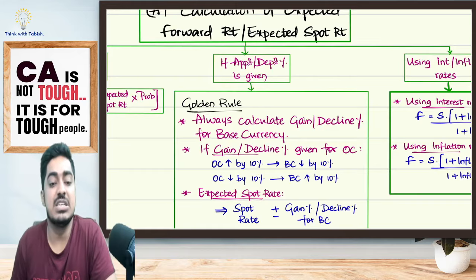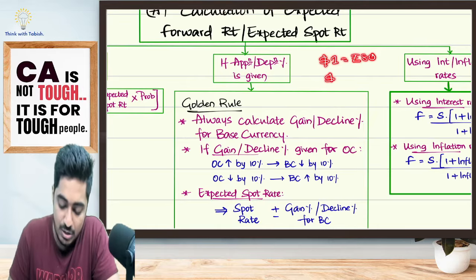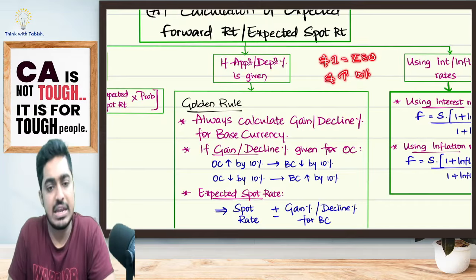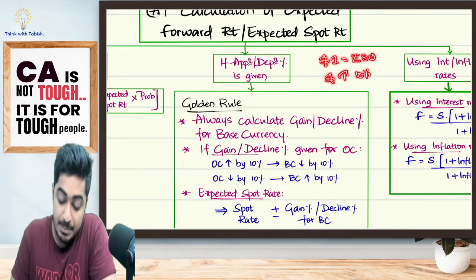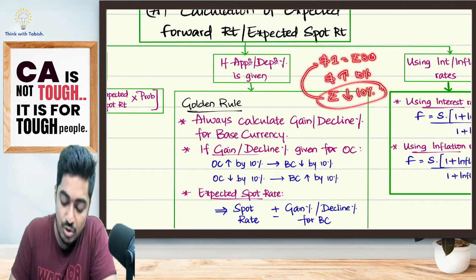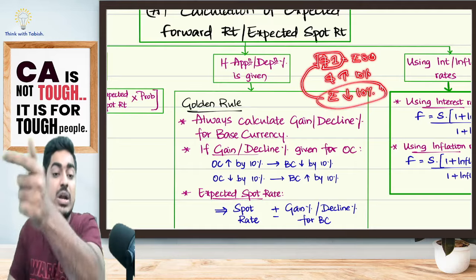Or, if an appreciation or depreciation percentage is given. Suppose the question tells you, today $1 is at 80 rupees, and 3 months later the dollar will increase by 10%. Can I do the calculation? Yes, sir. Simple. 80 plus 10%, 88. But suppose the question told you that the rupee fell by 10%. Now this quote is for the dollar, but the premium or discount is given for the rupee. So I will have to convert it into dollar.